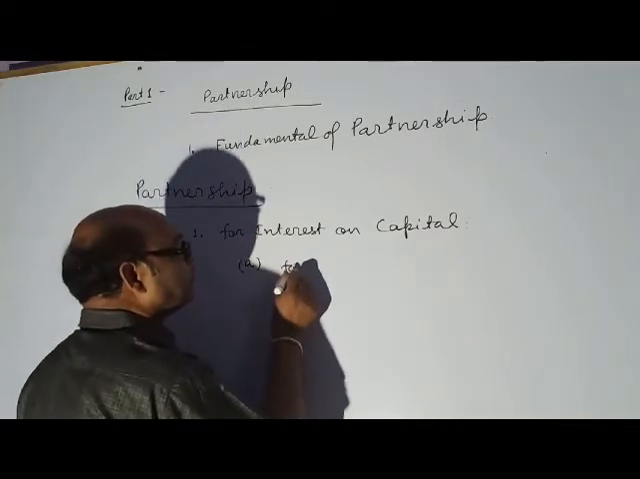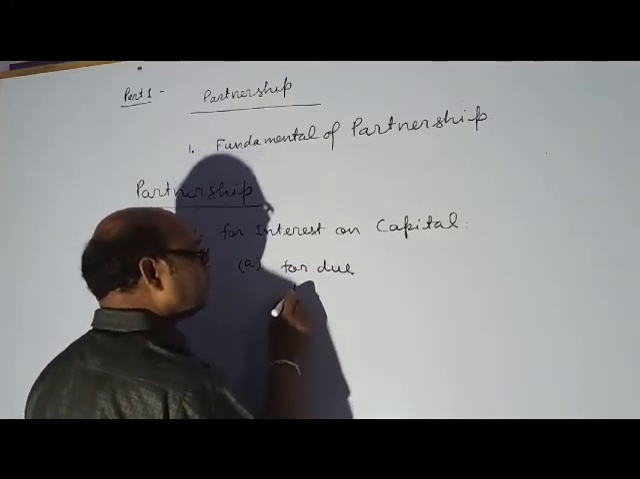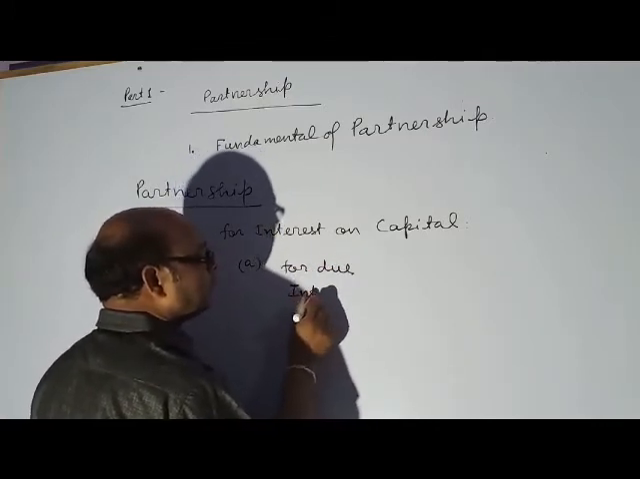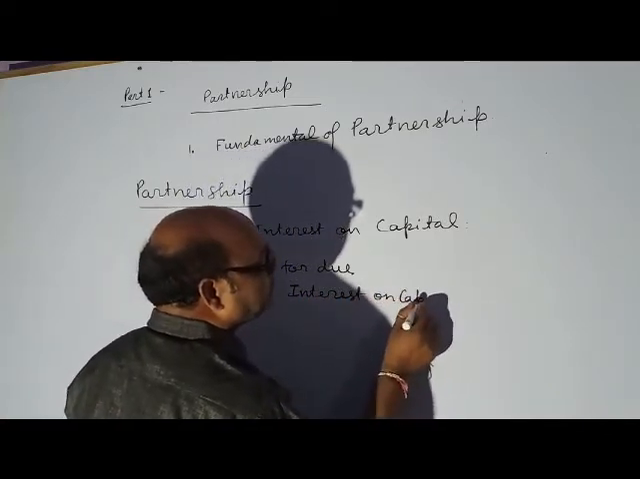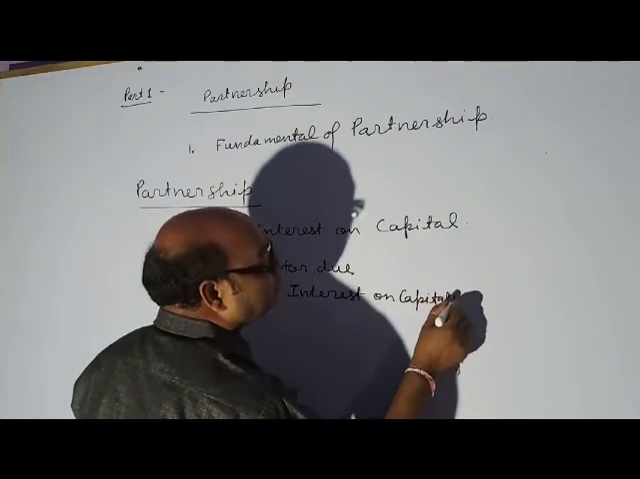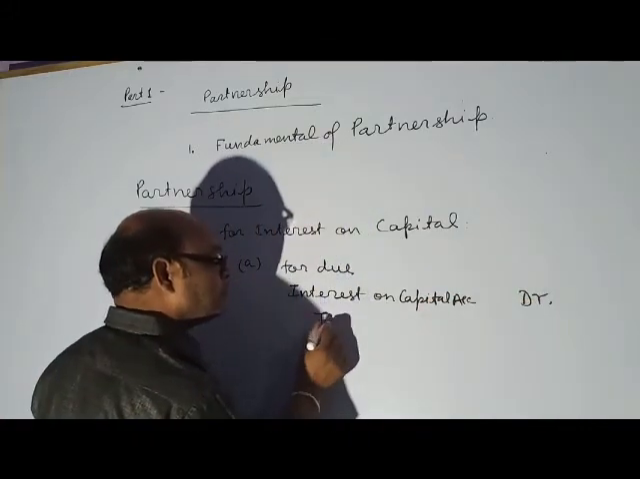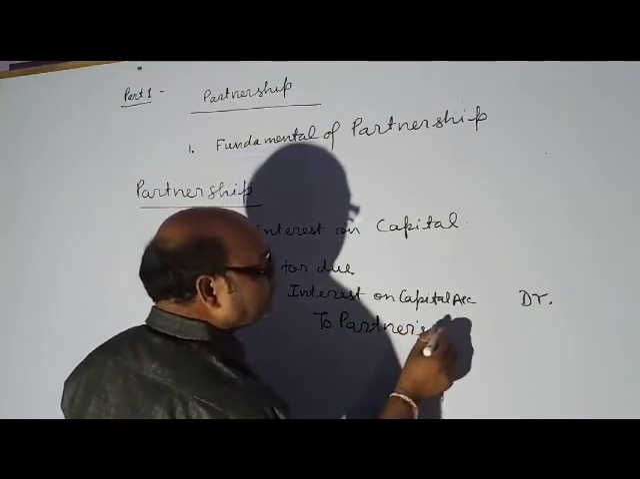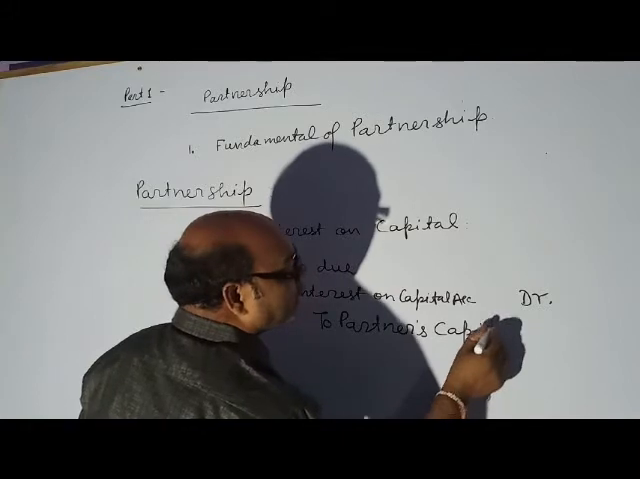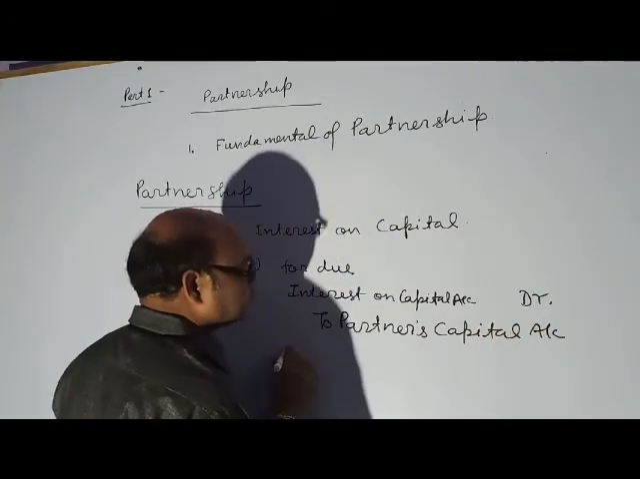So for due, we pass the entry: interest on capital account debit to partners' capital account.